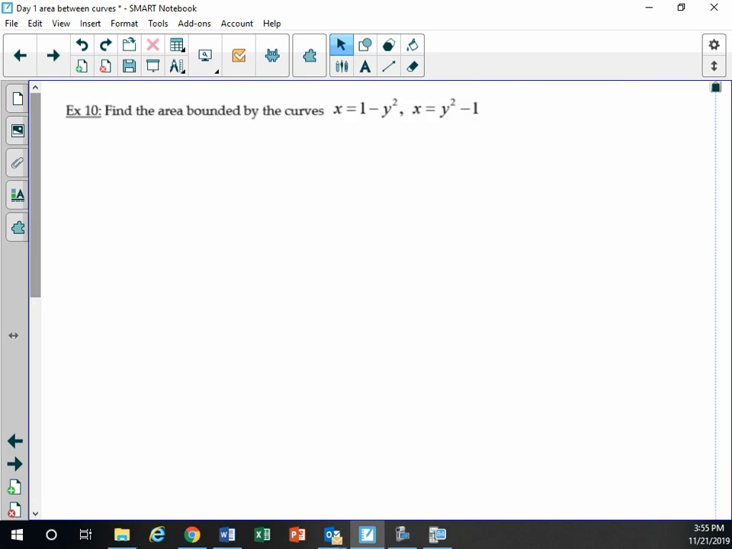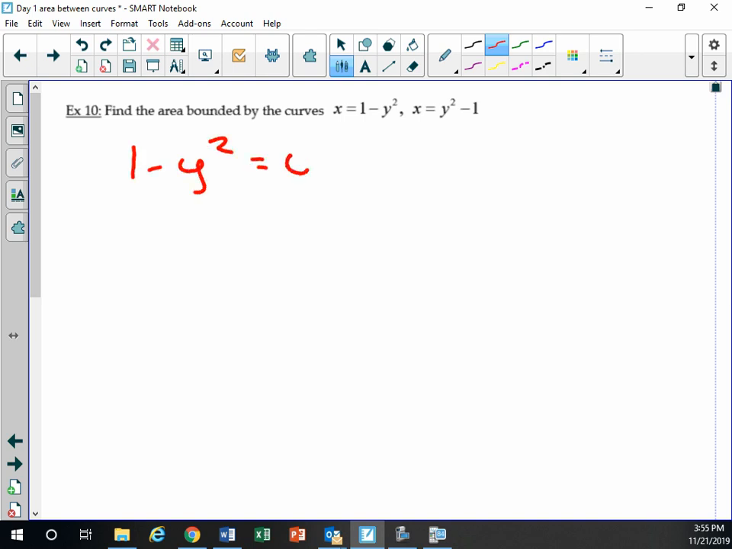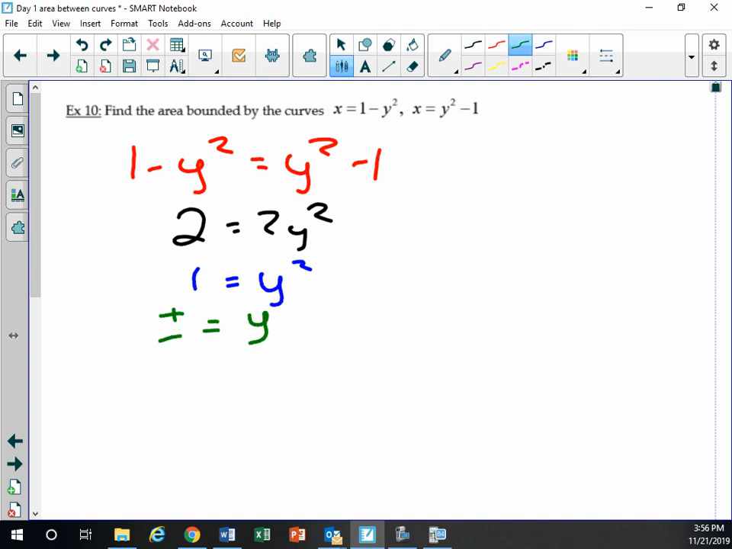so again, it's the same thought process for this one. I'll set this one up and then I will actually finish it. But again, to do this, it's easy to find where they're going to intersect because they're both x equals, so I can set them up this way. To find out where they intersect, that's relatively easy. So I get 2 equals 2y squared. So y squared equals 1. So y equals plus or minus 1.